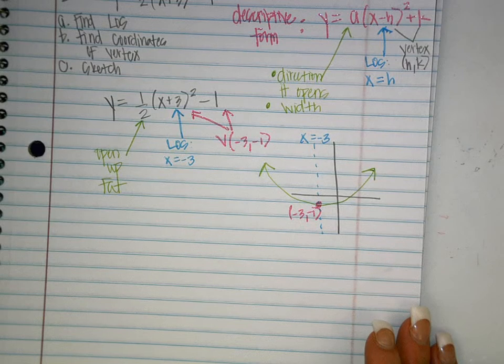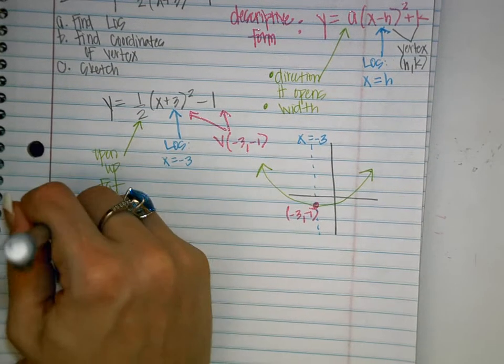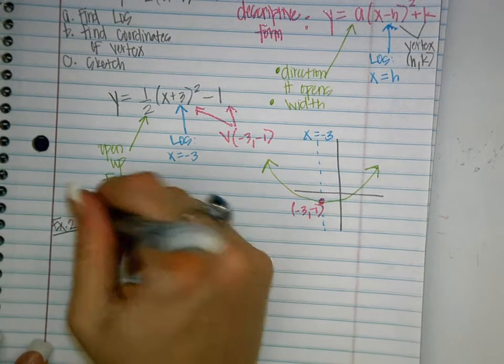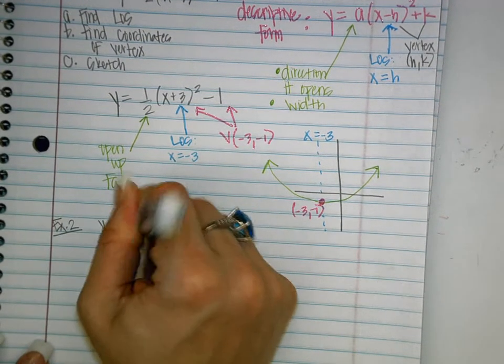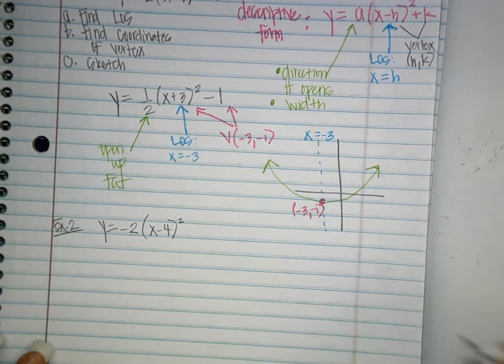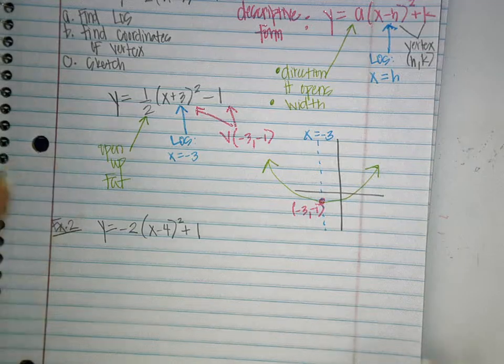We have 4 examples today, so I'm going to do that. Okay, next one, number 2. Today's notes and homework should be relatively easy. Y equals negative 2, quantity x minus 4 squared, plus 1.